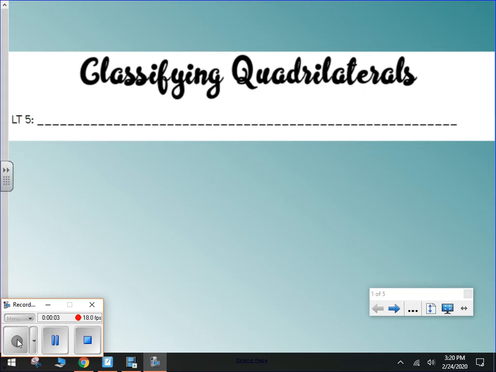All right, today we're going to do classifying quadrilaterals. Our learning target is: I can classify quadrilaterals using their definitions and coordinate geometry.